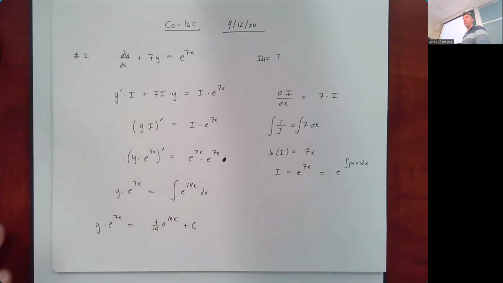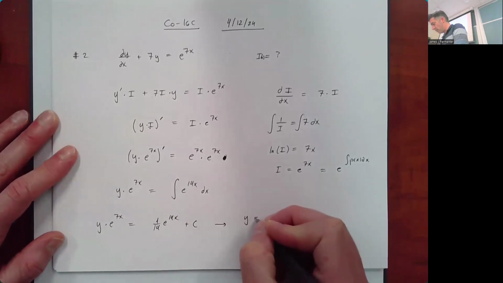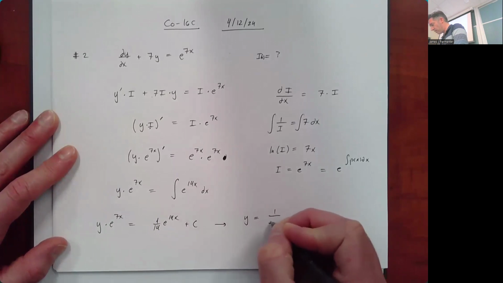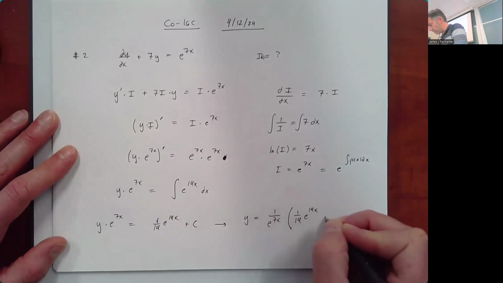Let's see. You could do a u sub there, but for e to a constant times x, we usually say, oh, we're going to divide by that constant. And then finally, we're going to divide both sides by e to the 7x. So we could write this, in the way I probably don't prefer, as 1 over e to the 7x times 1/14th e to the 14x plus c.